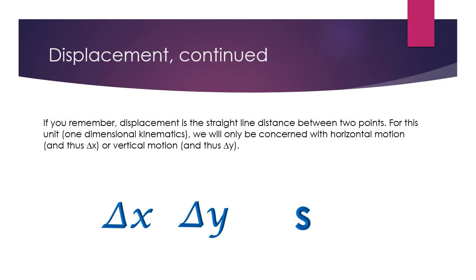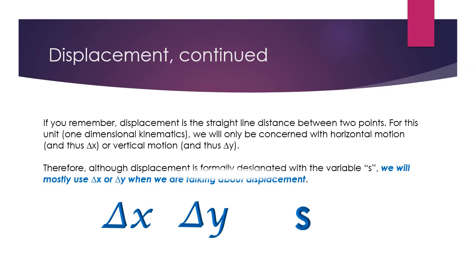If you remember, displacement is the straight line distance between 2 points. And for this unit, which is one-dimensional kinematics, we will only be concerned with horizontal motion and thus delta x, or vertical motion, and thus delta y. Therefore, although displacement is formally designated with the variable s, we will mostly use delta x or delta y when we are talking about displacement.